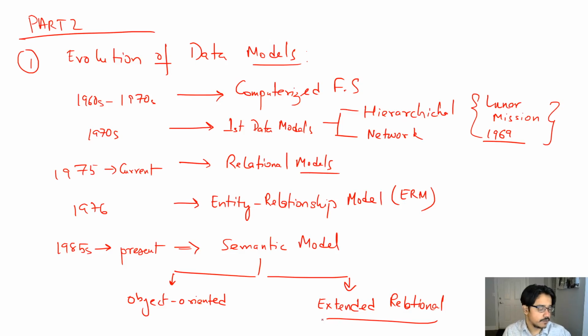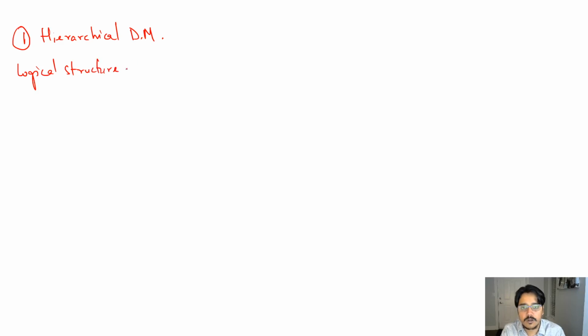So let's look at each of these models one by one, and talk about some of their properties and features in brief. The first ever data model that was established was the hierarchical data model. Of course, the objective for all of these data models is to be able to manage a large volume of data, right? So the logical structure of data storage was an upside down tree.